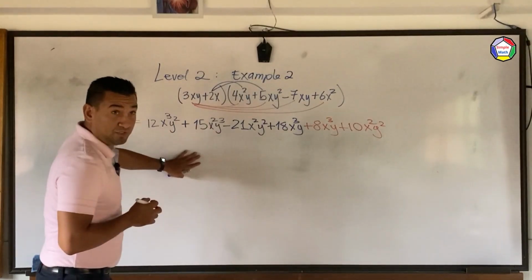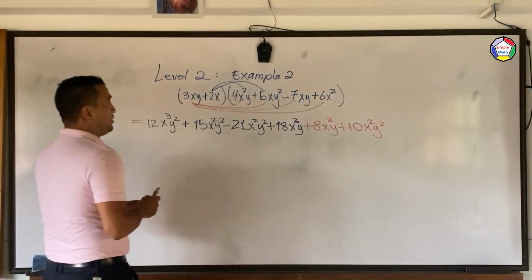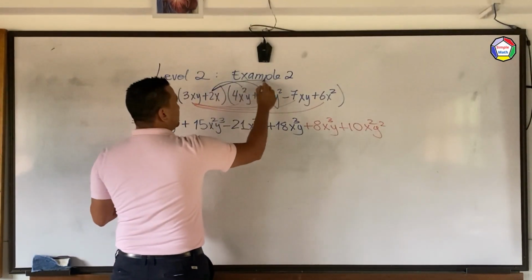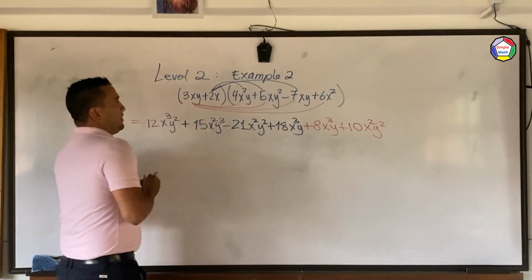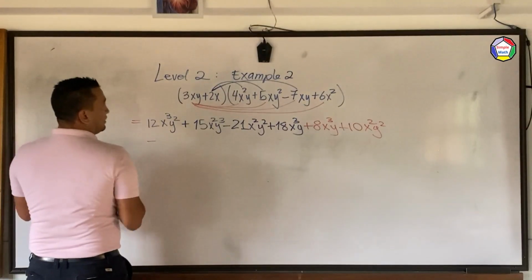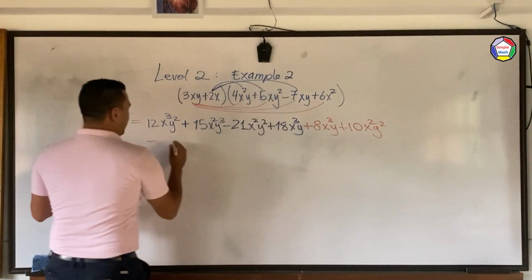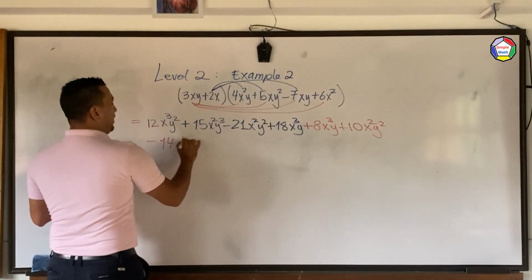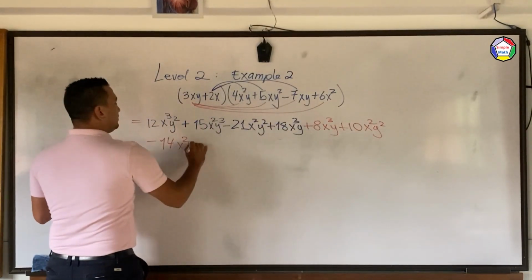Alright, I'm going to use this part of the board because the space is not enough. So now I'm going to multiply this with this. Positive times negative is negative. 2 times 7 is 14. X and x squared, I include the y.